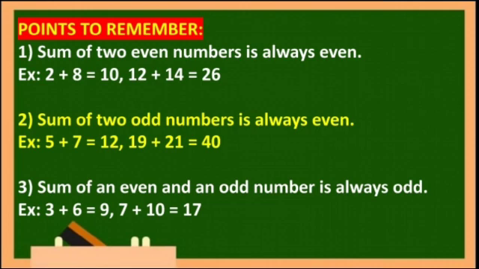Let's check with another example. 7 plus 10, where 7 is an odd number and 10 is an even number. Their sum is 17, which is an odd number. The sum of an even and an odd number is always an odd number.